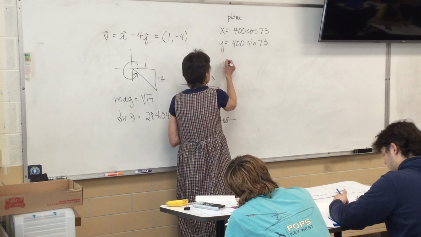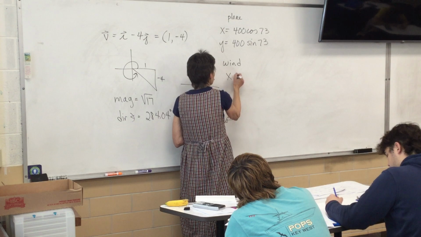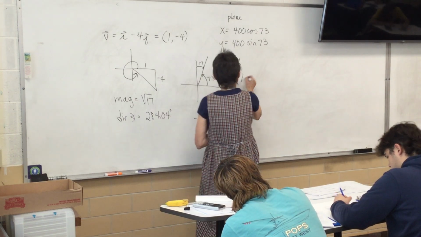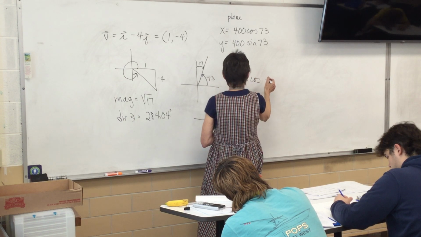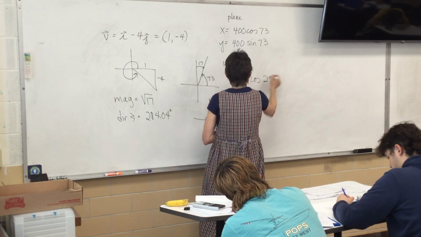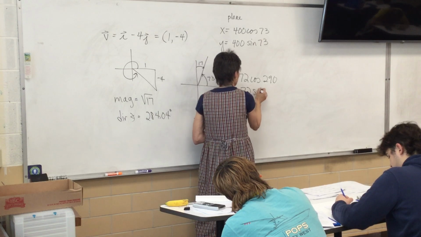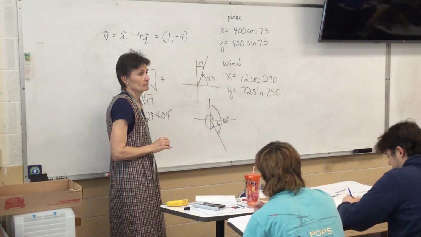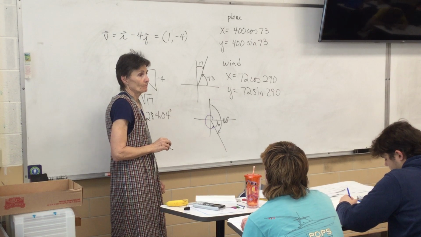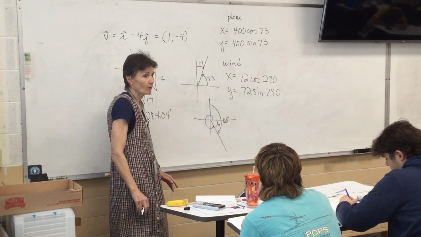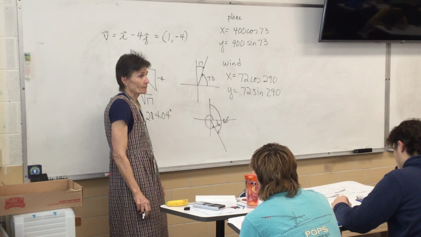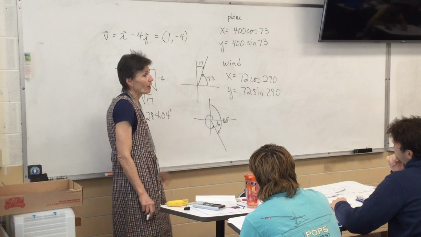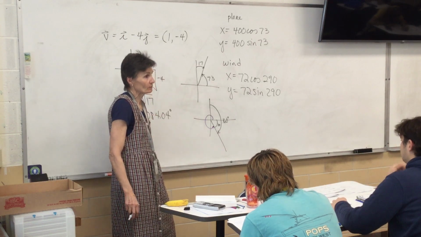So the wind has components. X equals, how fast is it? 72 cosine, what did we say that was, 290? And 72 sine 290. Is everybody with me so far? Okay, big red flag, if it's a navigational problem, make sure you convert your angle to standard position.